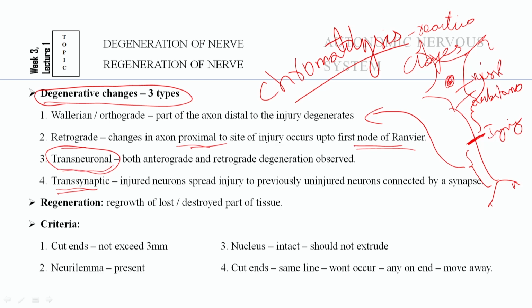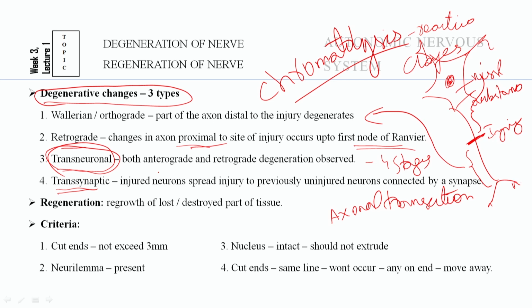Then next we'll come to the transneuronal. In this, four stages are there. The first one is called axonal transection. Transection, as I already told you, is the cut or severed end or damaged portion, where the discontinuity takes place in the neuron. So when continuity is lost in the axon, that is called axonal transection. Then next, it involves both anterograde as well as retrograde degeneration.